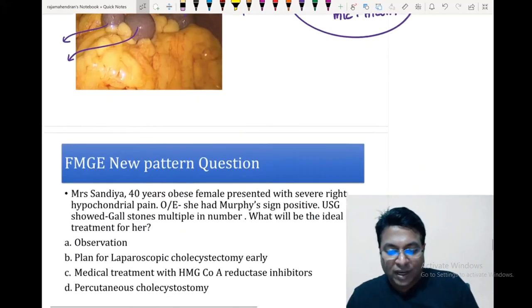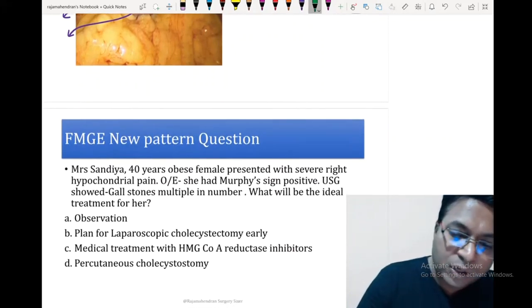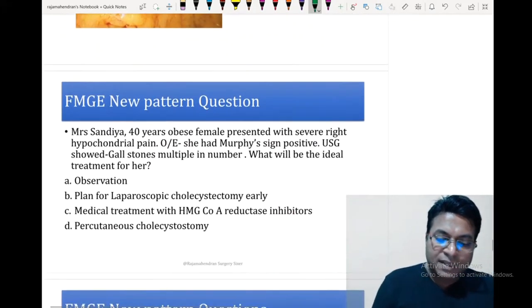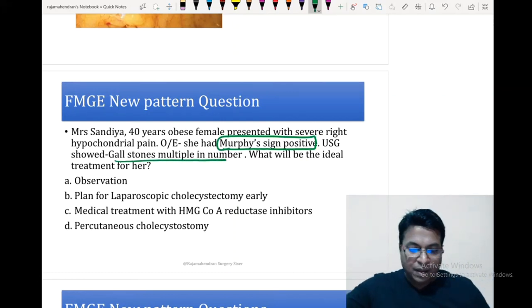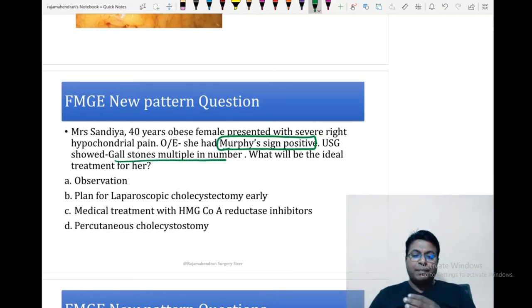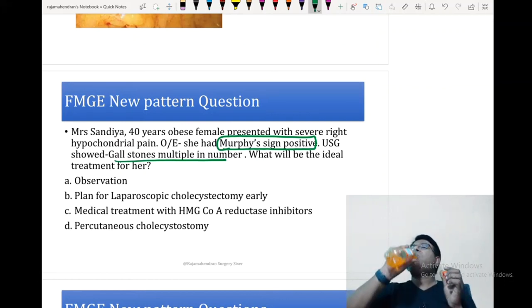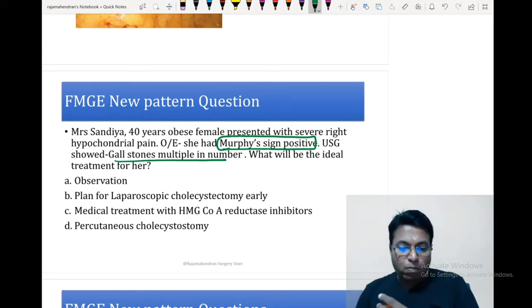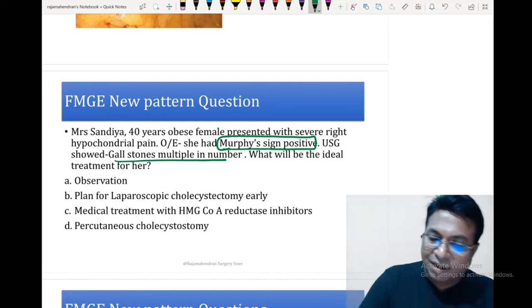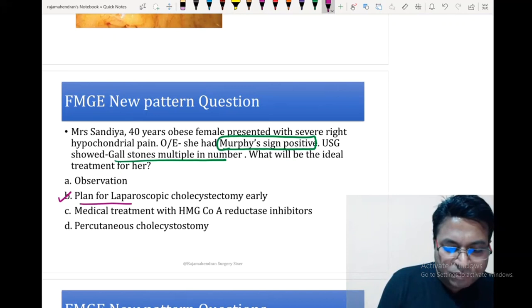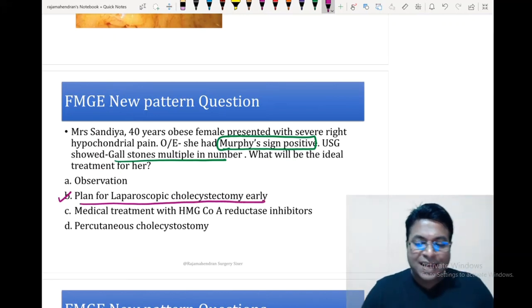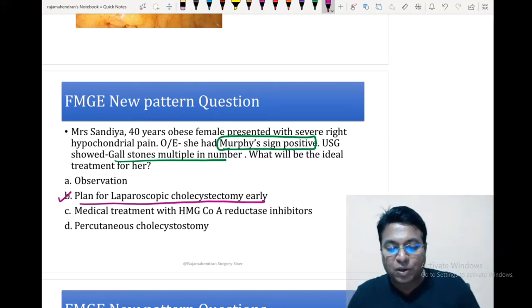Okay. So let us see some MCQs from this chapter related to the FMG new pattern. Mrs. Sandhya, 40 years, obese female, presents with severe right hypochondrial pain. She had Murphy's sign positive. Ultrasound showed multiple gallstones. What will be the ideal treatment for her? Can you tell me? Murphy's sign positive, so definitely she is a case of acute cholecystitis. I will plan for laparoscopic cholecystectomy as early as possible. I will do the laparoscopic cholecystectomy for her.